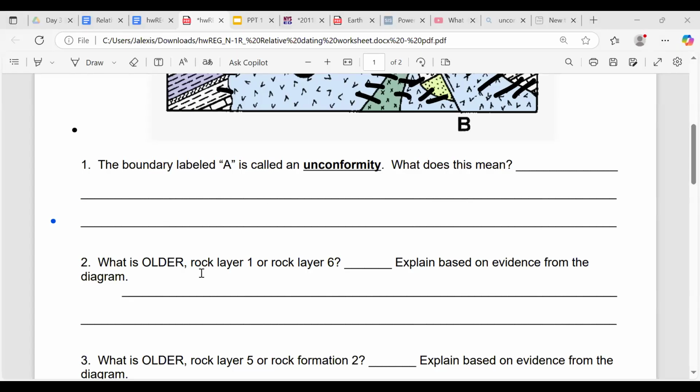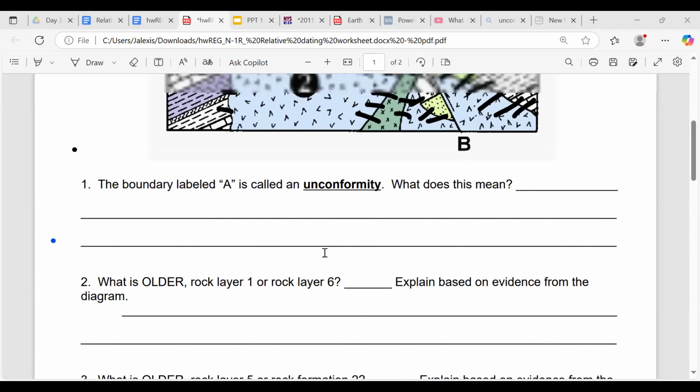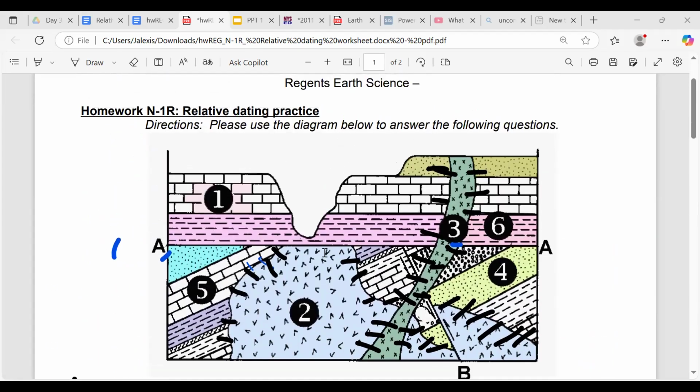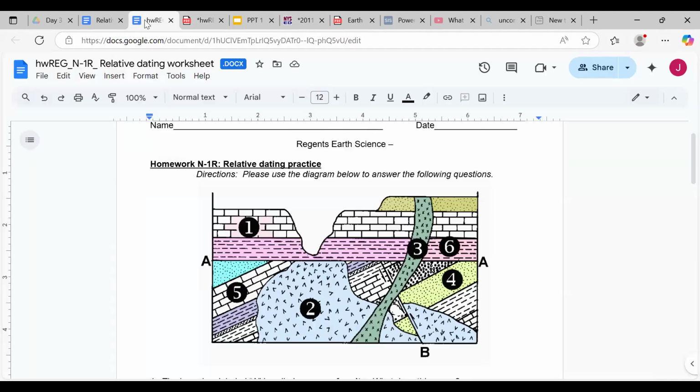All right, what is older, rock layer one or rock layer six? Explain based on evidence from the diagram. So when I take a look, rock layer one is on top of rock layer six. And what we learned in class is the lower the rock layer, especially if there hasn't been any overturning, the older the rock is. So rock layer six is older than one simply because of its position. Rock six is lower than rock one. And so you have the answer right here.